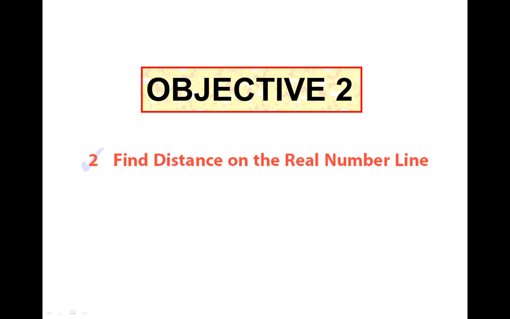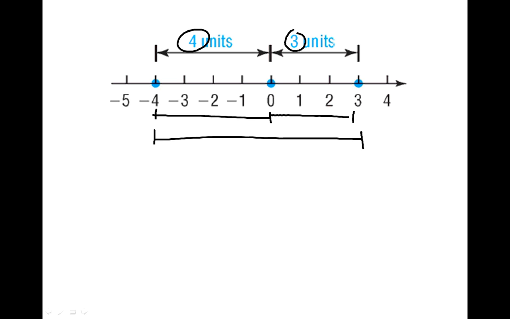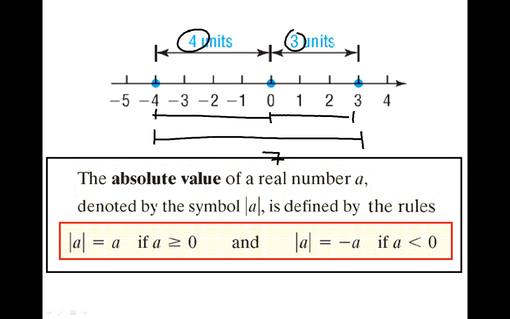Let's find distance on the real number line, our second objective here. This is all about subtraction. From 0 to 4, that's 4 units. From 0 to 3, that's 3 units. So from -4 all the way out here to 3, that would be 7 units. Just the distance, just our subtraction. And what this gets into is the absolute value. We're not talking about is it to the left or to the right, just how far total.